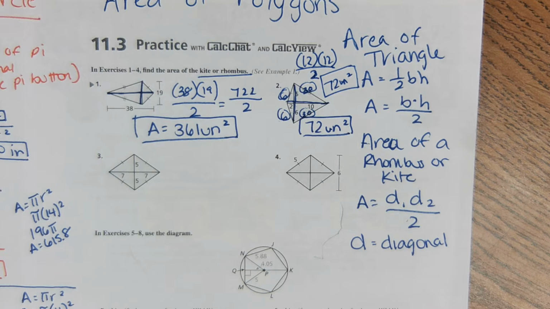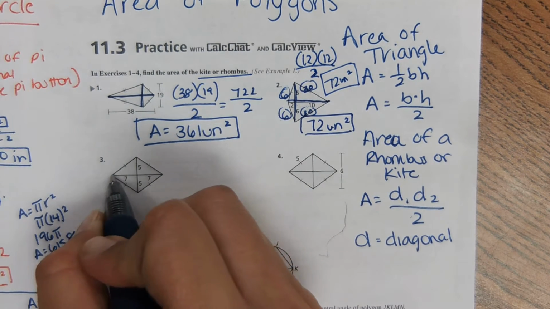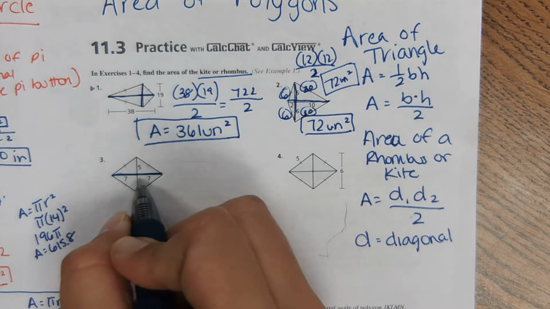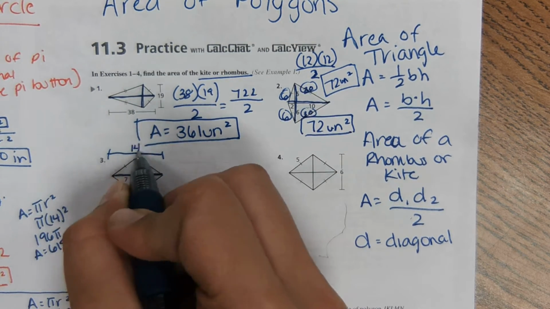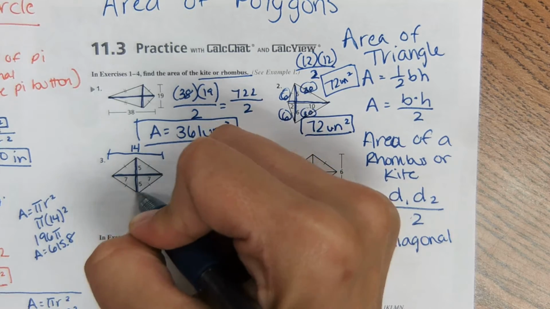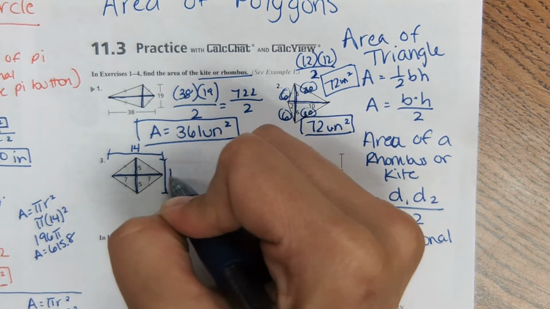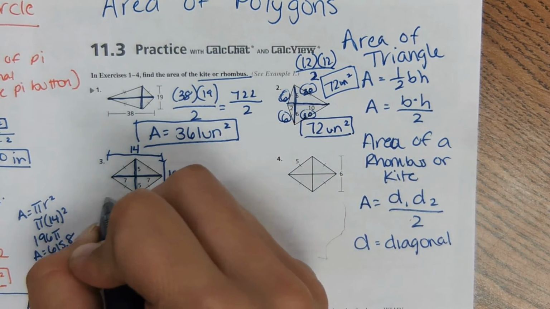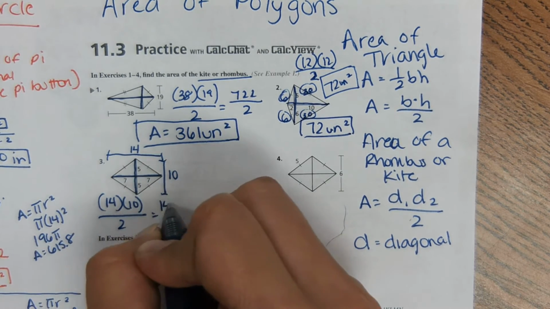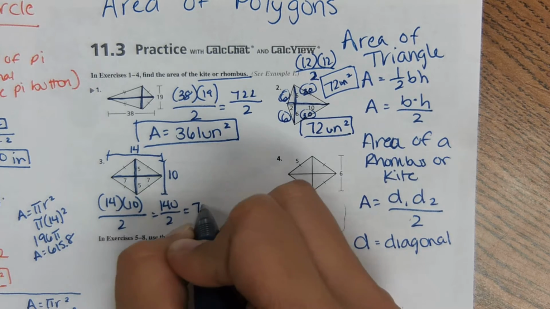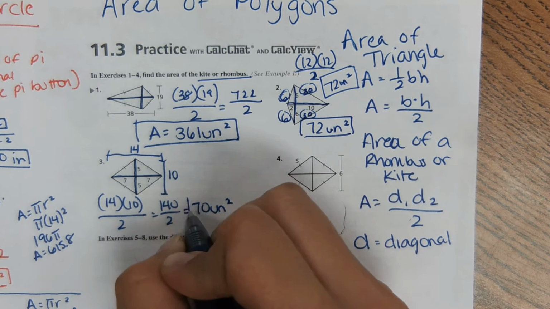Okay, number 3, the diagonal here shows that this is 7 plus 7, so that would be 14 all the way across. So one diagonal is 14. The other diagonal right here, 5 plus 5 is 10. So to find the area of the shape, just 14 times 10 divided by 2 equals 70 units squared.